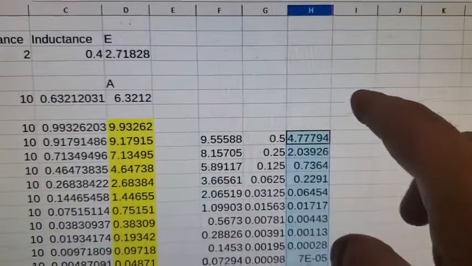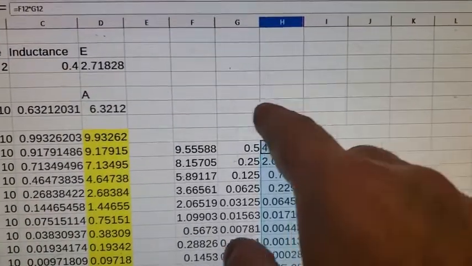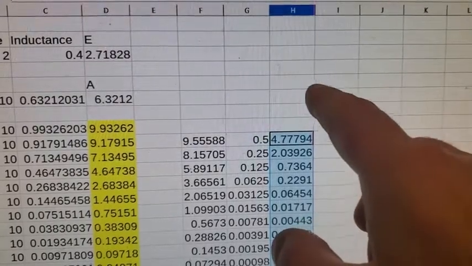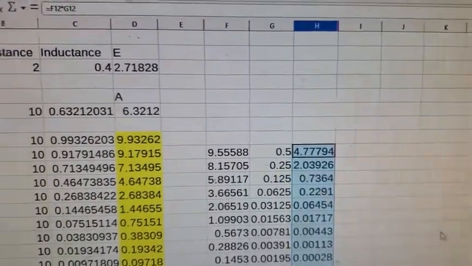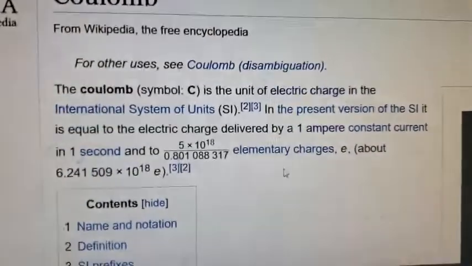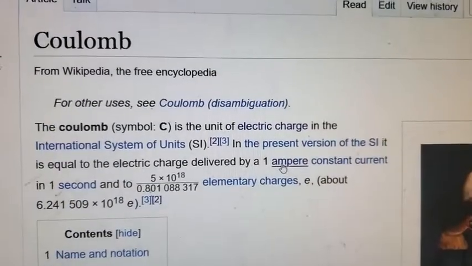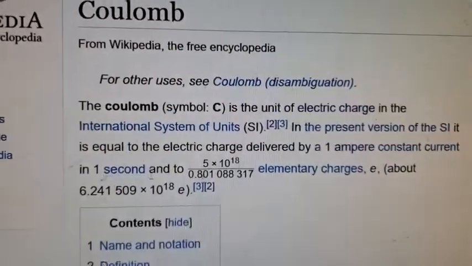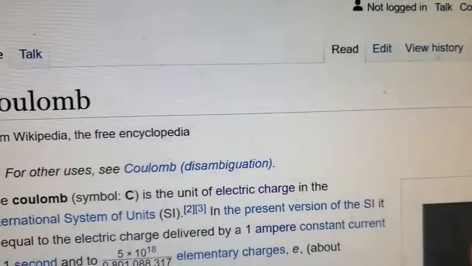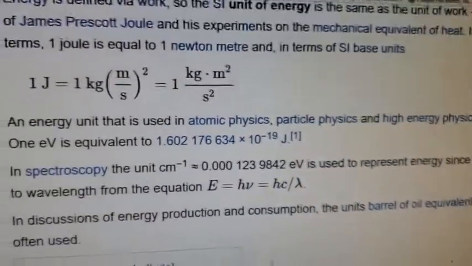That again, coulombs is going to be how many electrons exit your battery, and 1 amp is defined as a coulomb per second. Do I have that right? I looked it up: the electric charge delivered by 1 ampere in 1 second, and it's that many electrons. So that's telling you how many electrons you're using. Where am I?